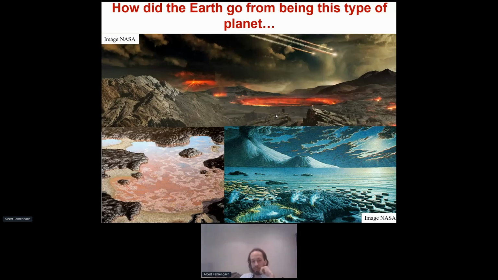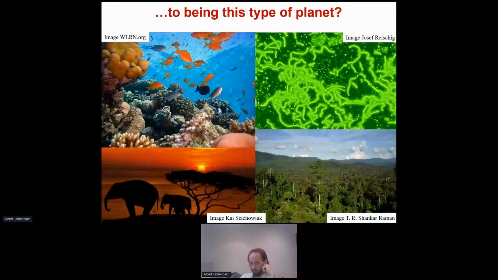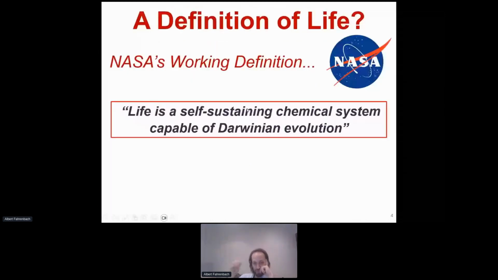Earth 4 billion years ago or so, may as well have been an alien planet compared to today, to going to a planet like this, where everywhere we look, we see life, more or less, especially water. Question, of course, and when it comes to a definition of life, we can't even really agree on that. That's how difficult the problem is.